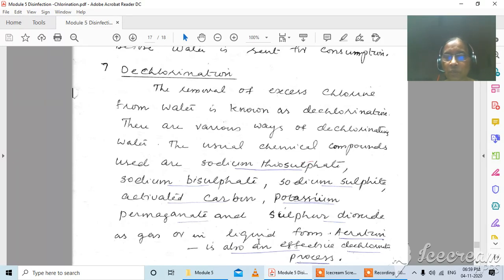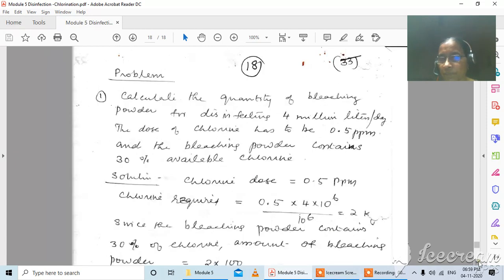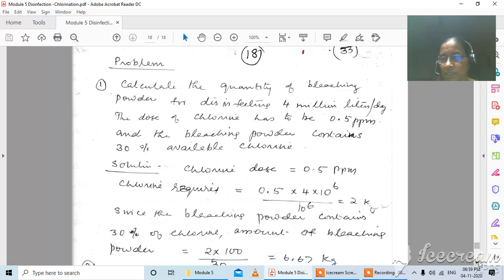dechlorinating the superchlorinated water. But it is very clear that aeration cannot be provided at any time or at any place when you need, is it? But as a simple method you can provide some aeration by agitation within the storage tank itself, and then you can supply the water. Okay, that is the method of dechlorination. And here there is a small problem.